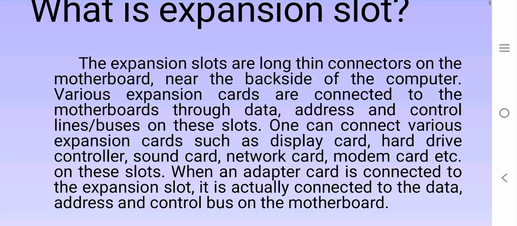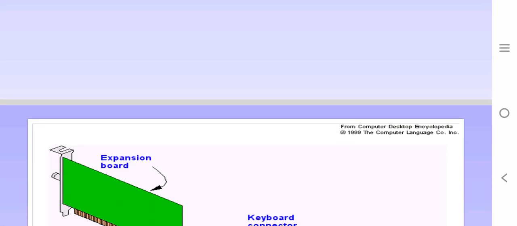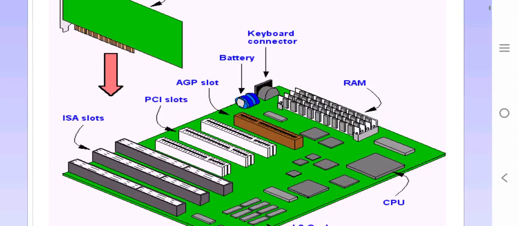The first component is called the expansion slot. Expansion slots are the long thin connectors on the motherboard. They are used to attach additional cards like sound card, network card or display card to improve the computer performance. When the cards are inserted, they connect directly to the motherboard system. The diagram shows the long white or black lines on the board, which represent the expansion slots.